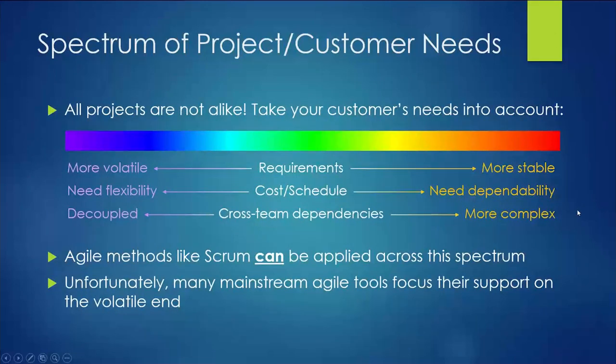Okay, so obviously all projects are not alike. And so this is something where it's important for a particular project team to take a look at their customers' needs, because projects fall along a spectrum. Obviously one of the strongest benefits of Scrum is that it provides teams the ability to work in a very volatile environment where the requirements change constantly. And in fact, it enables teams to take that and leverage that volatility as a customer advantage. But not every project has requirements that are that volatile.